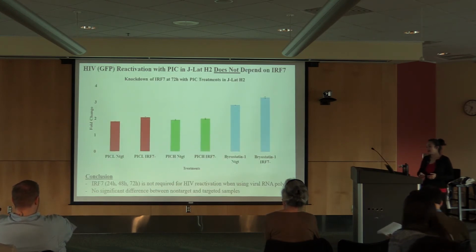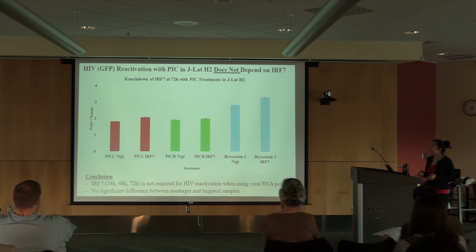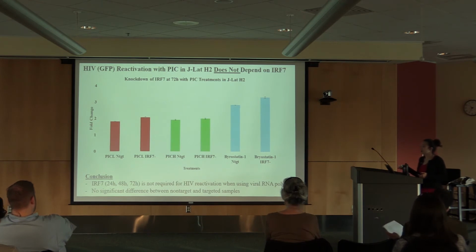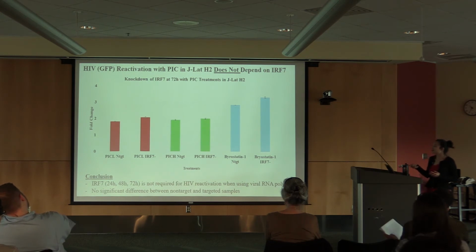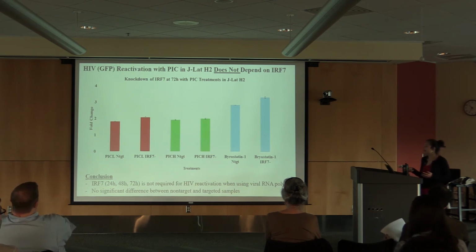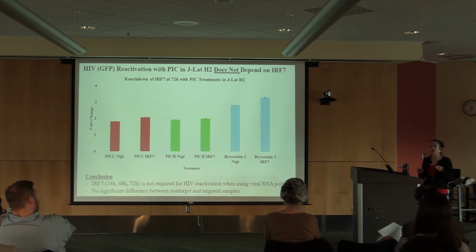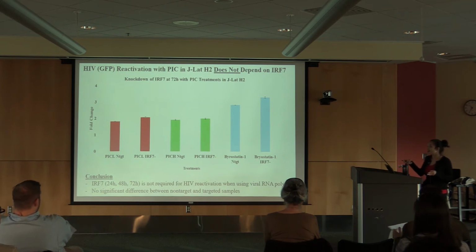All right, and then this was looking at the knockdown of IRF7 within the cells, and I ran flow cytometry on this at 24 hours, 48 hours, and 72 hours. There was no significant difference between those time points as well as the non-target versus the targeted cells. And I forgot to say that the non-target is just a control siRNA we add to the cells just to add the same amount that we're doing to the knockdown, IRF7 or IRF3.